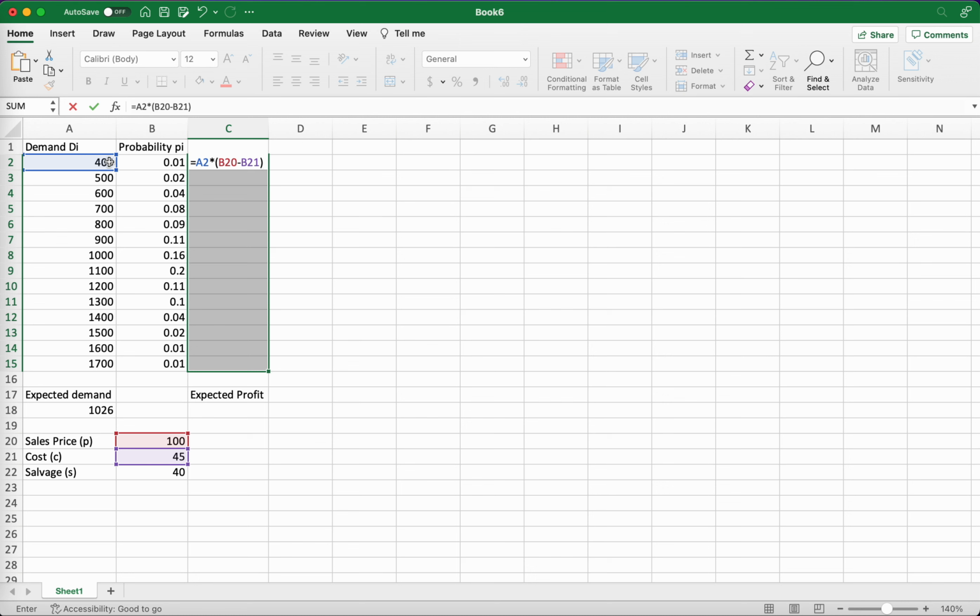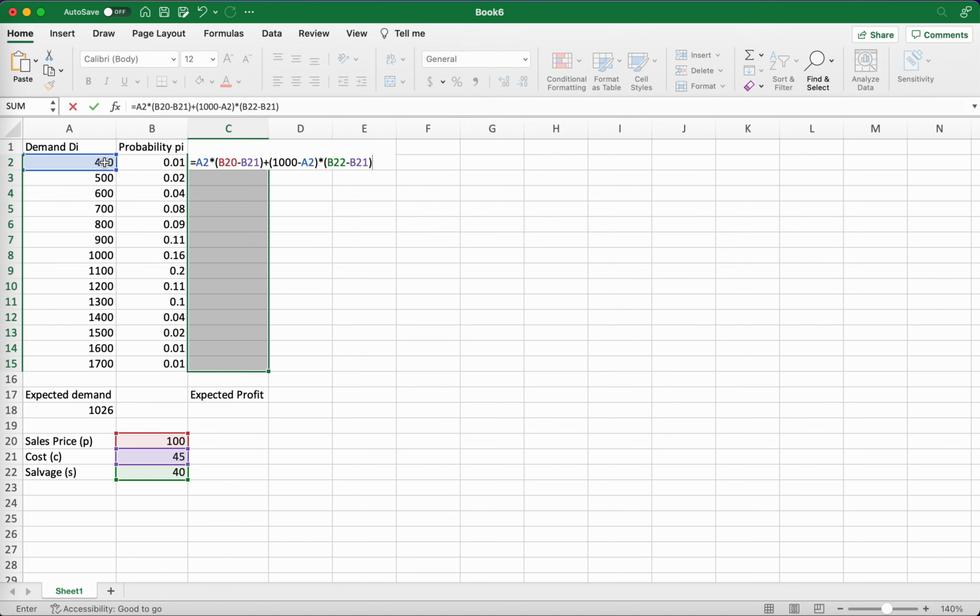Now the remaining 600 items, which will be 1,000 minus 400. For the remaining 600 items, we are going to lose money, right? We're going to sell it at $40 and it's going to cost us $45. So you're going to lose $5 on those 600 items. And that is the expected profit that you make when demand is 400.